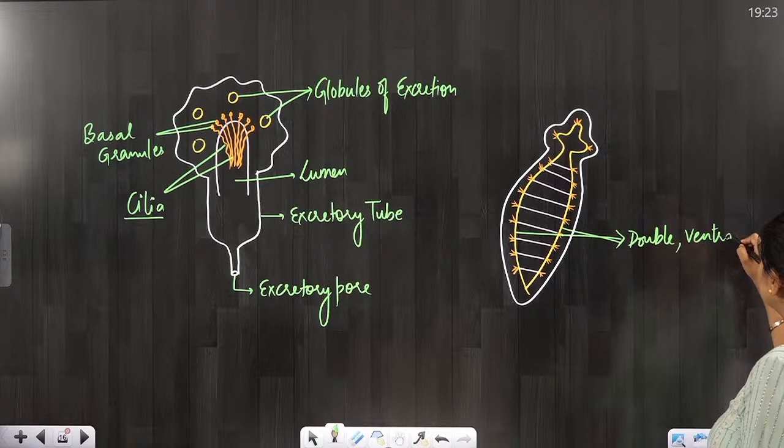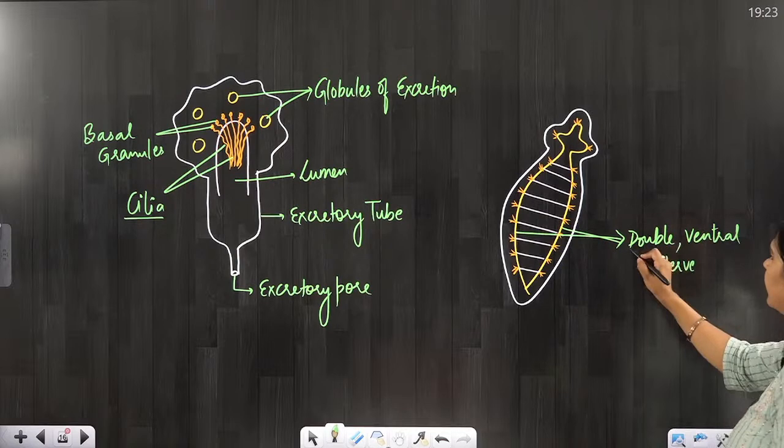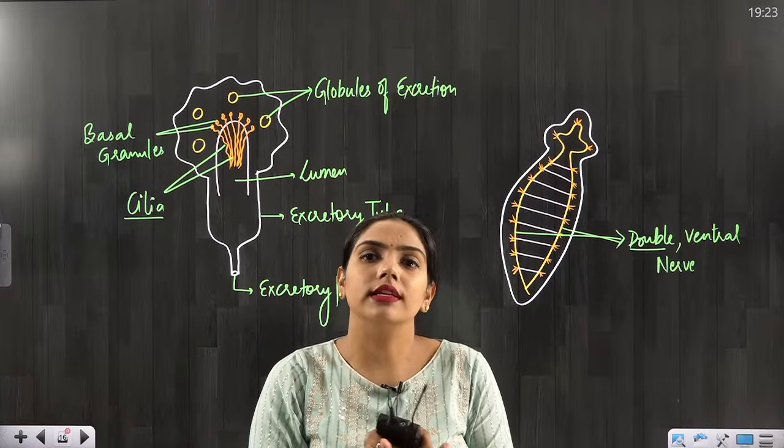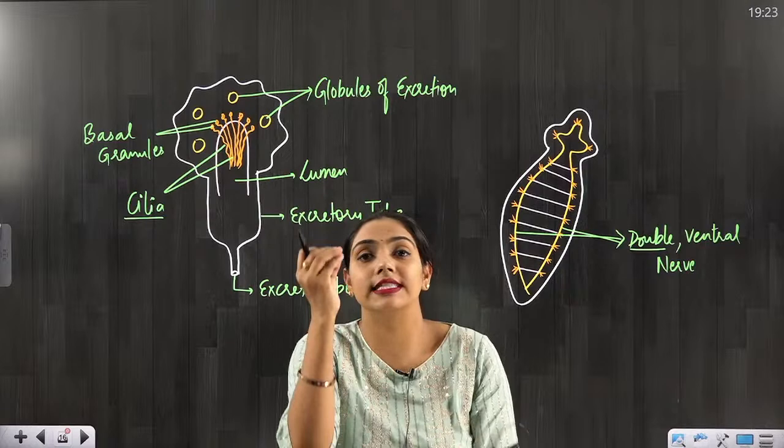Double ventral nerve cord, solid ganglionated nerve cord. So you can see two nerve cords, right? So that is why double. They are present on the ventral side, that is why ventral. And they are ganglionated. What is the meaning of ganglionated? That means they have ganglia. What is ganglia, beta? Ganglia are the collection or group of cell bodies of neurons.